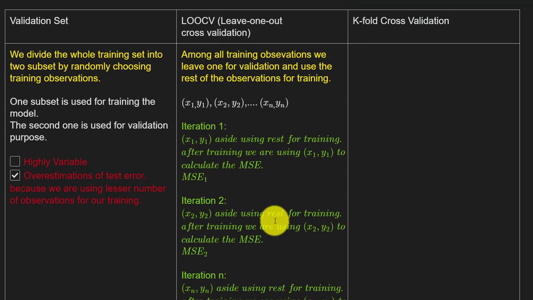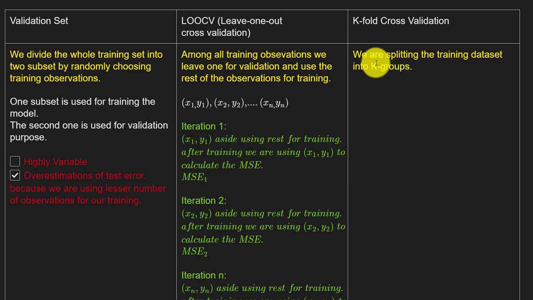Now to fix this, there is a generalized version of leave one out called k-fold cross validation. So let us discuss that one over here. In k-fold cross validation, what we are doing is splitting the training data set into k groups.